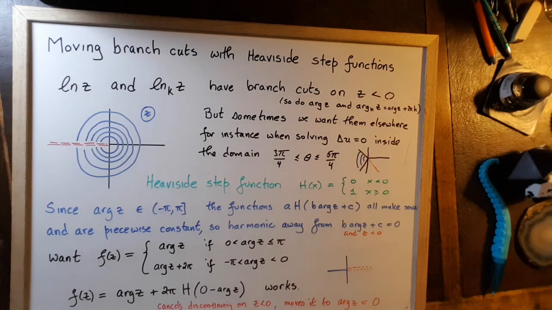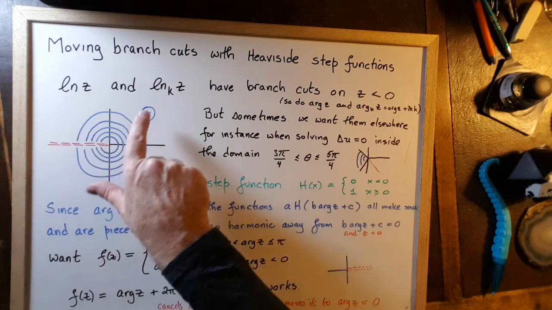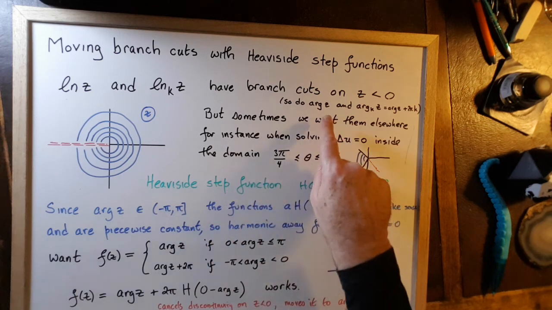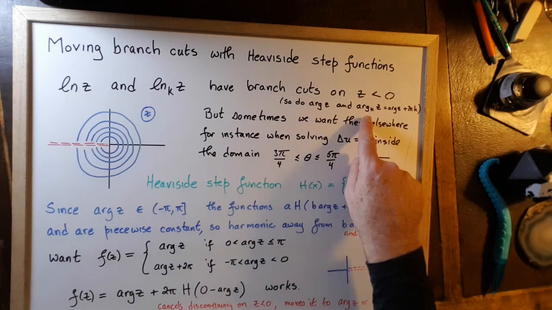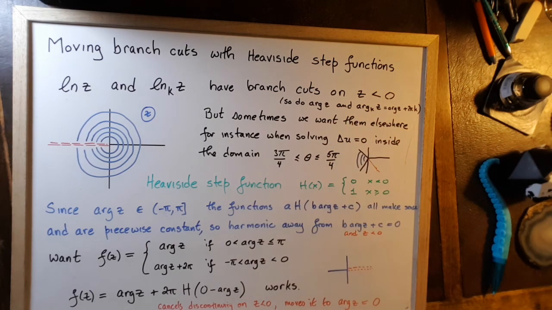Let's now consider solving Laplace's equation using the argument function. Typically, we'll be able to do that with the argument function, which is the imaginary part of logarithm, without moving the branch cut. The branch cut for log z and for log z plus 2 pi i k, or arg z and arg z plus 2 pi k, so there's a new notation there, they all have the branch cut on the negative real axis.